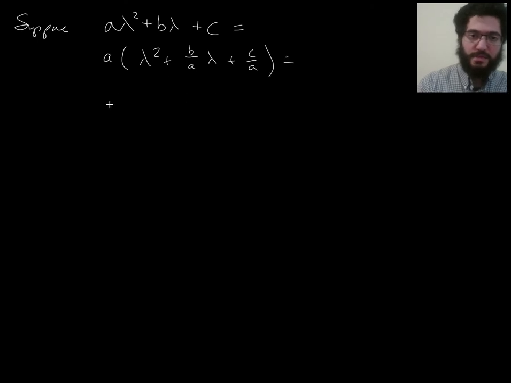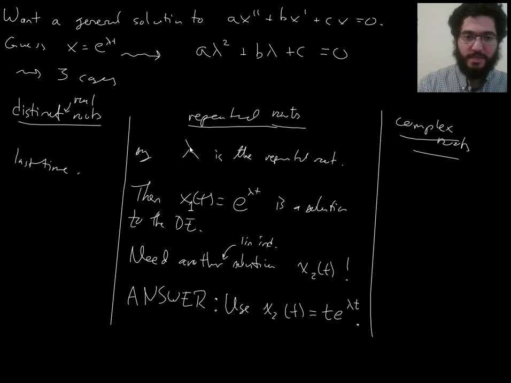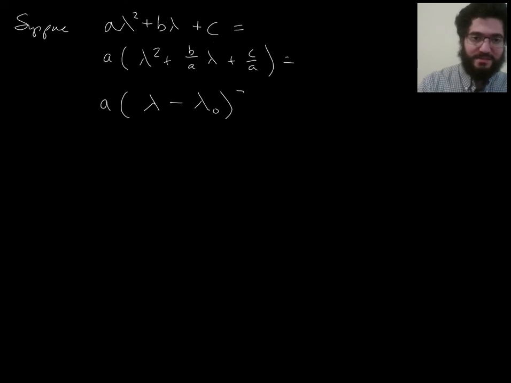So suppose it ended up being a times lambda minus, well, this is confusing. I'm using lambda for the variable and for the repeated root. How about I call the repeated root lambda naught instead of just lambda? So let's suppose we ended up with a times lambda minus lambda naught, all squared. So this is what it looks like when you get a repeated root, right? The polynomial ends up being a square.